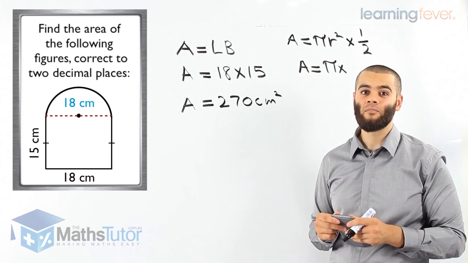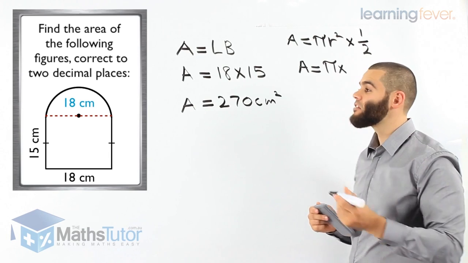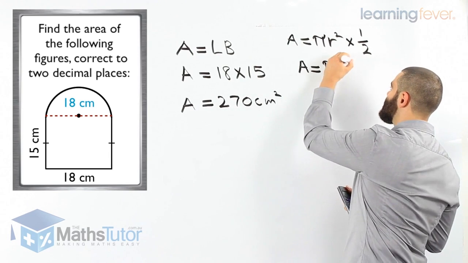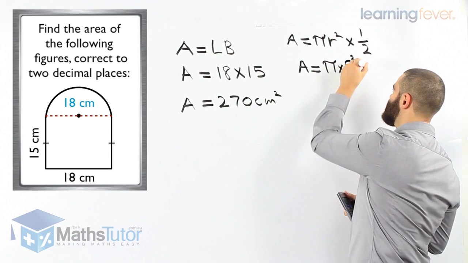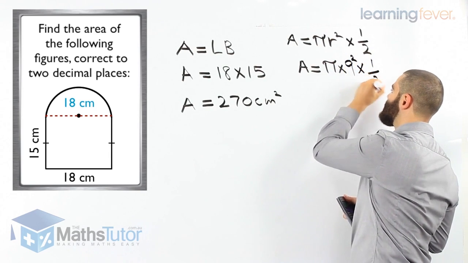It will be half that. So half of 18 is 9. 9 squared, that's our radius. Radius squared times half.